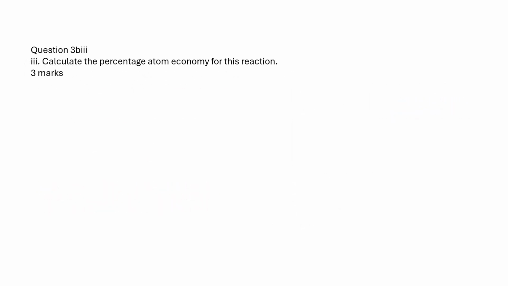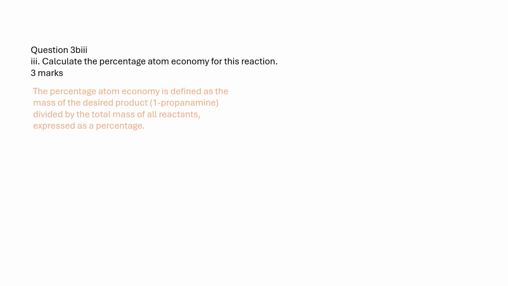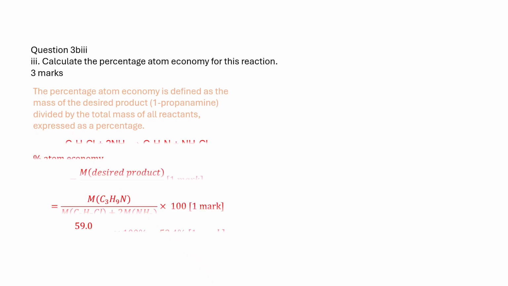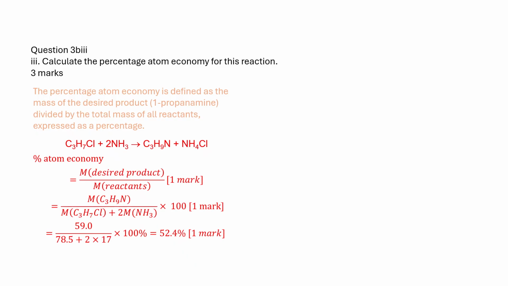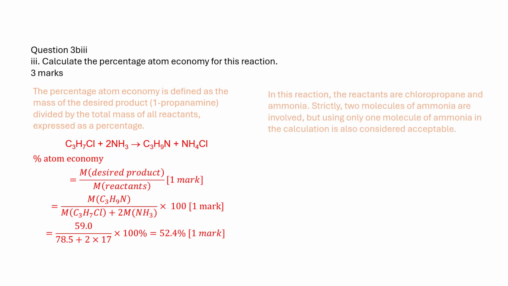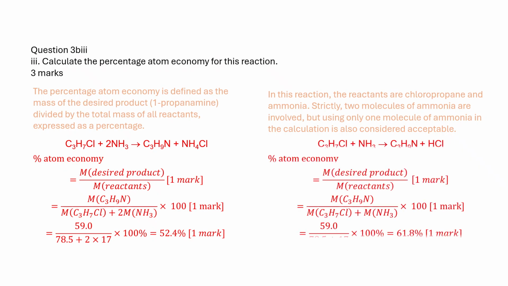The percentage atom economy is defined as the mass of the desired product, 1-propanamine, divided by the total mass of all reactants, expressed as a percentage. In this reaction, the reactants are chloropropane and ammonia. Strictly, 2 molecules of ammonia are involved, but using only 1 molecule of ammonia in the calculation is also considered acceptable.